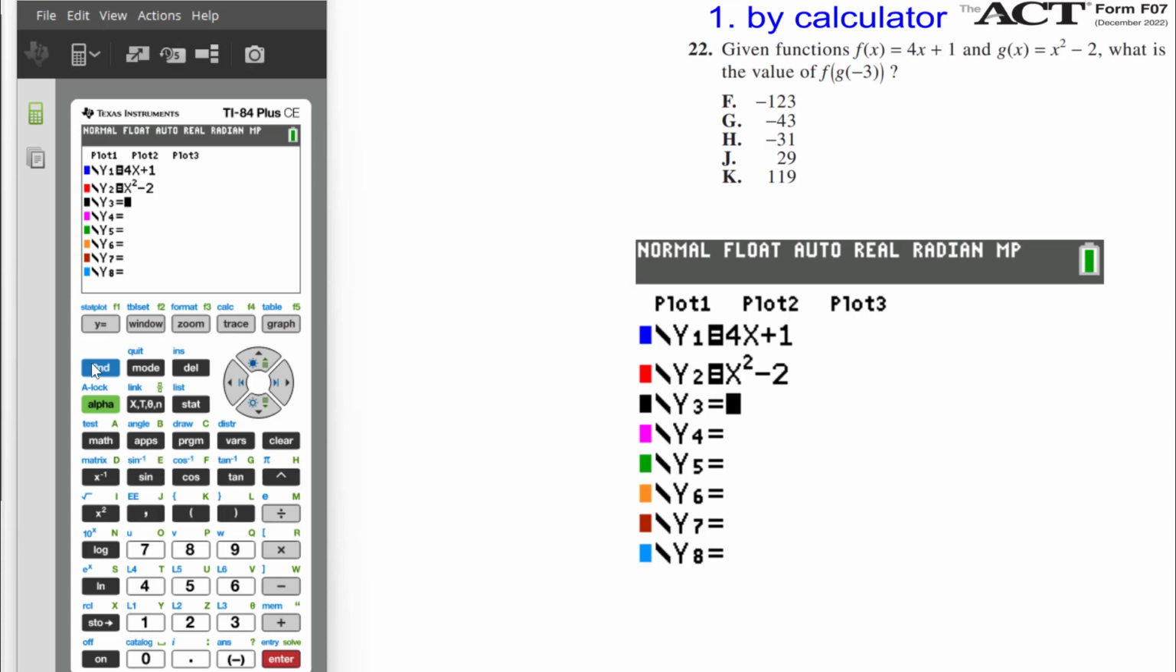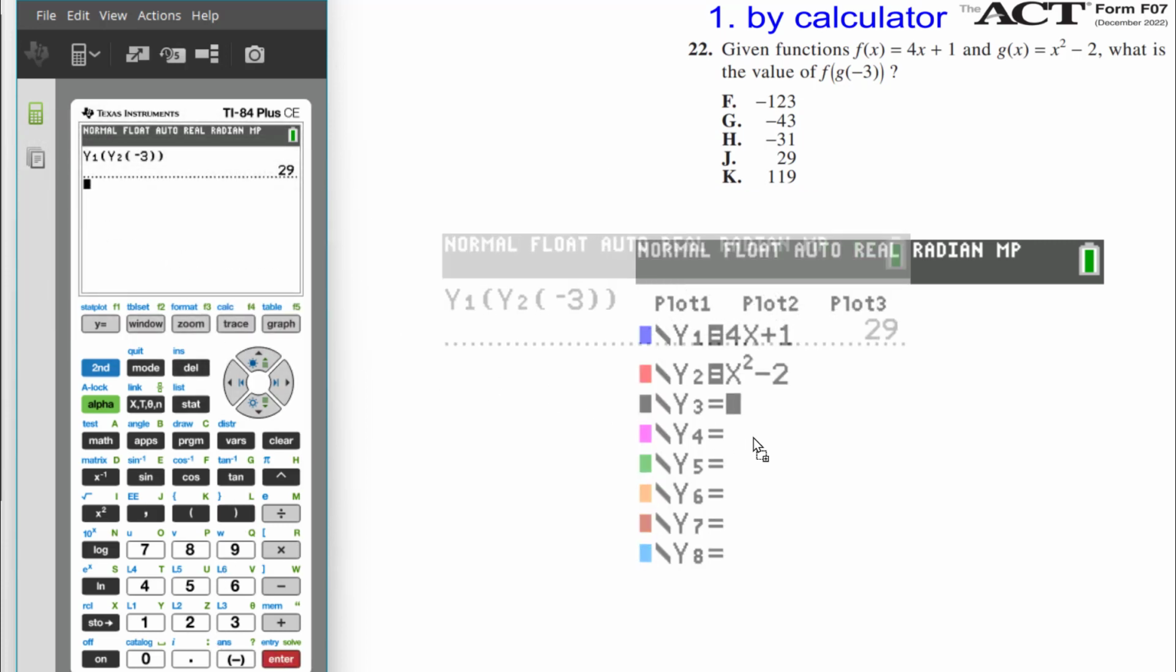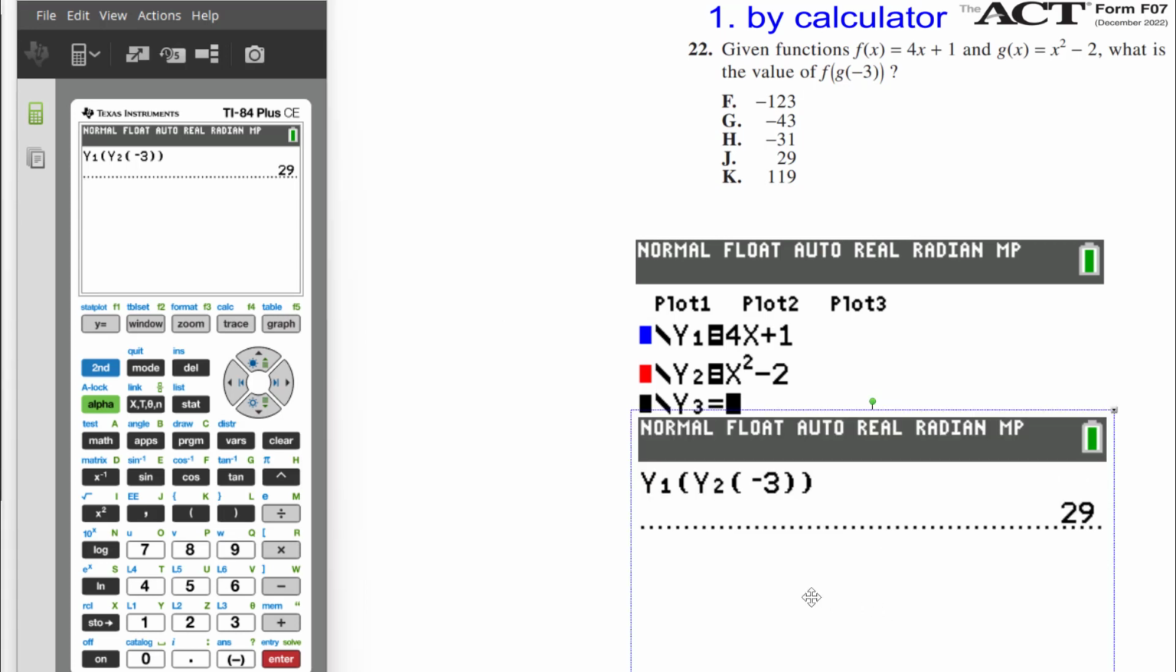And now we're going to go off to the home screen. Second mode is quit. Instead of f of g, we're going to do y1 of y2. So that would be alpha trace, y1, left parentheses. Alpha trace is where the y variables are stored, a quick way to find them. So I'll do alpha trace and go down to 2, y2, of -3, then double right parentheses. And press enter, and it comes up with the answer of 29, which is one of our answers and the correct answer.